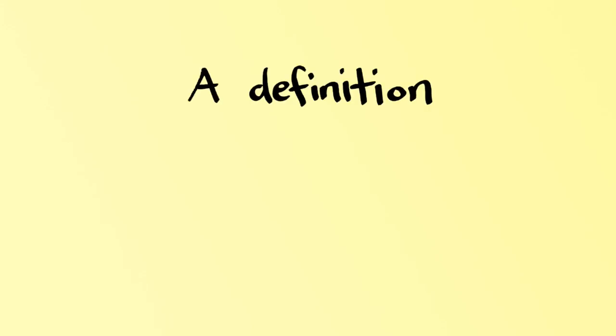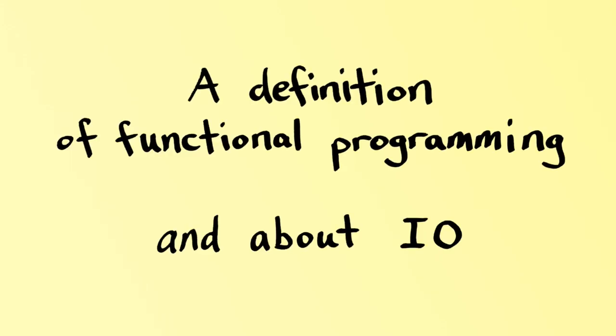All right, the second act is over now. It's the third act. There's two big sections in this third act, and they are the what and the why from the title. Starting with the first of those now, let's finally give a definition of functional programming, and let's talk about I/O, which is a big part of that definition.